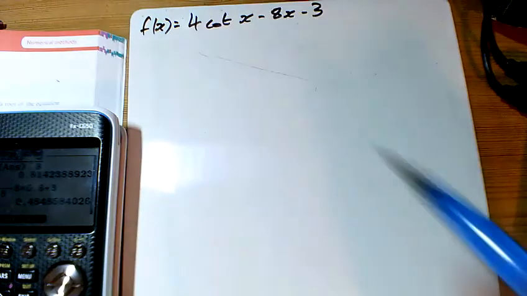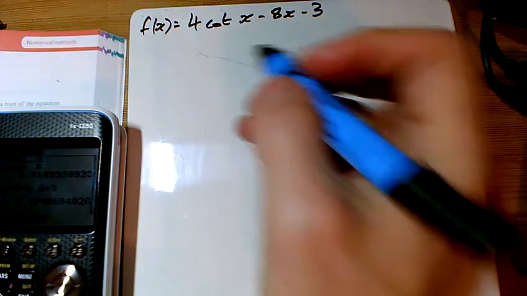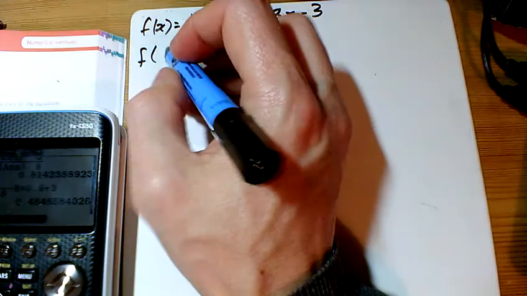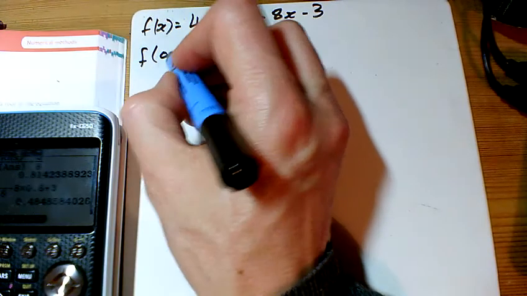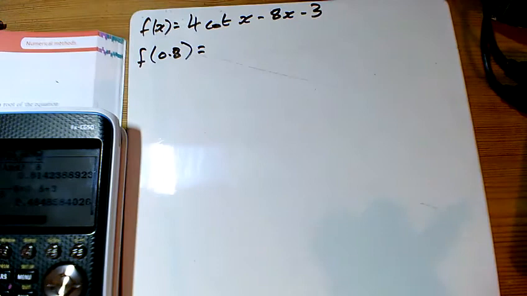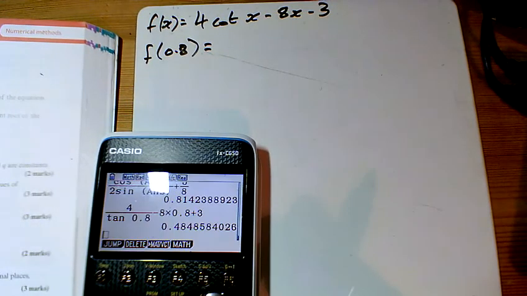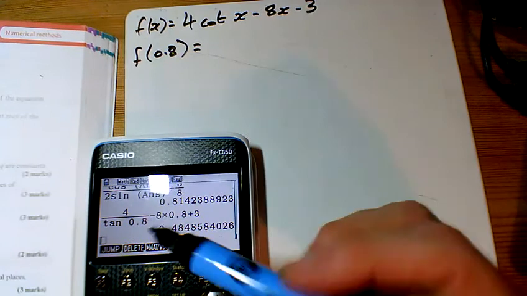Question 8, we've got this one with a cot in it this time. And the first thing we're supposed to do is show that the root is between 0.8 and 0.9. So I'm going to do f of 0.8 here. I've got that already set up in the calculator here. So look, not sure how to do a cot. I've done a cot here.